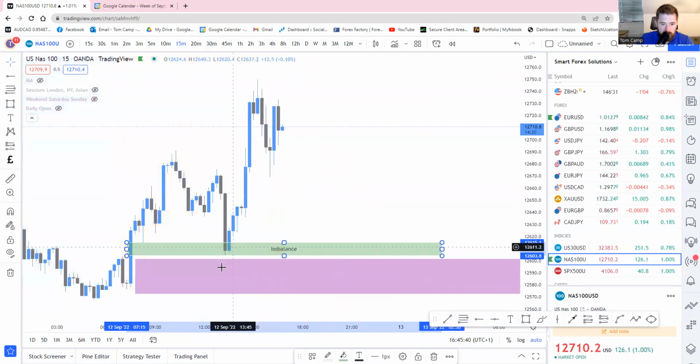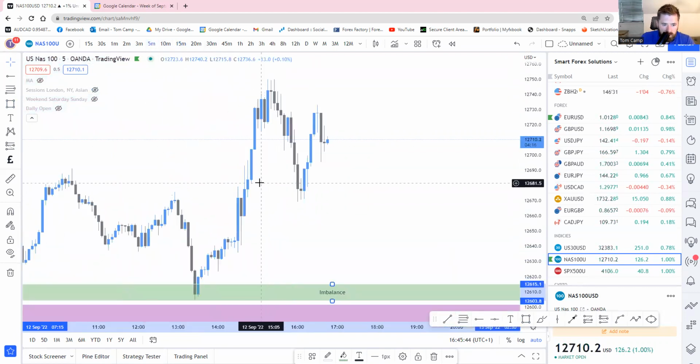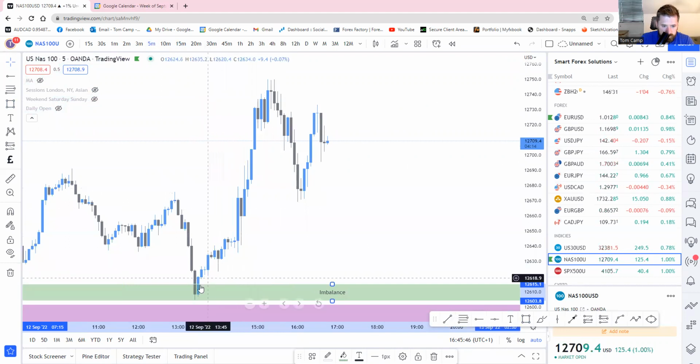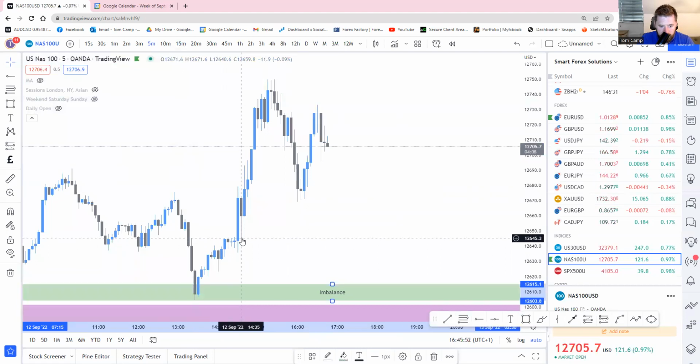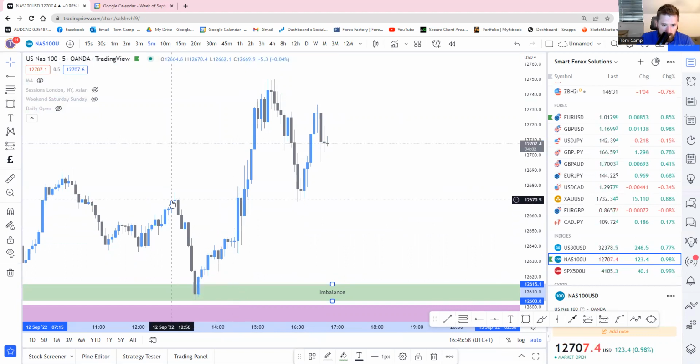Okay, I can get rid of that now. We know we're in New York session territory. Looking at what happened in here, price pushed higher, came back down to this area here. Price had an aggressive push up, broke above this area here. Big push down, filling imbalance, big push up.